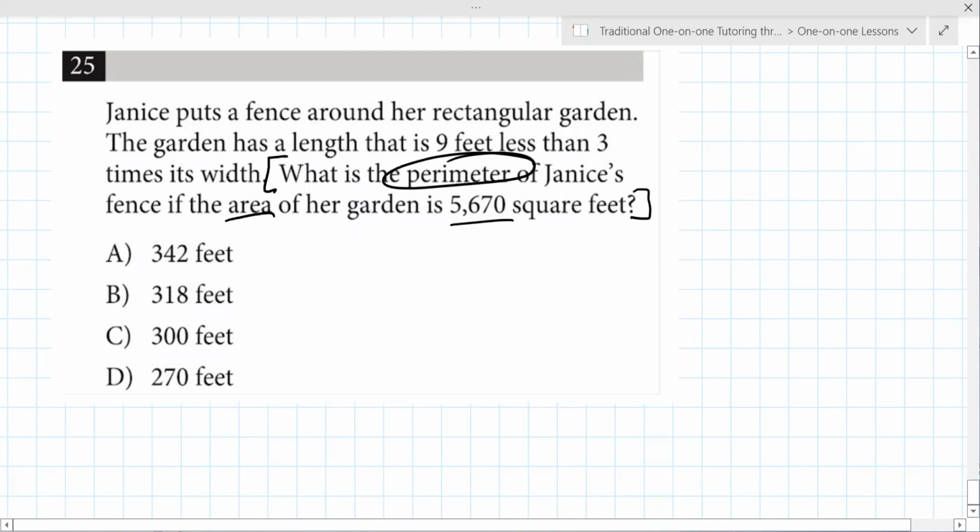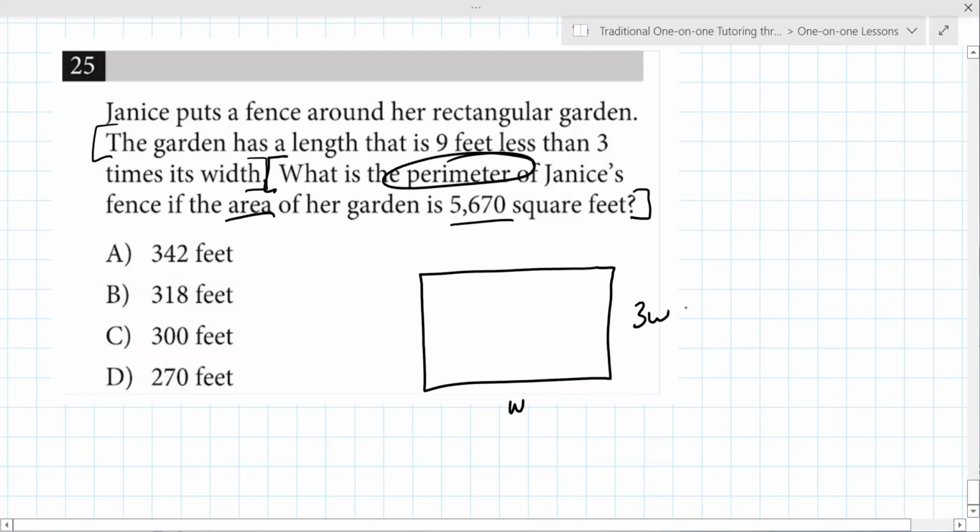Janice puts a fence around her rectangular garden. The garden has a length that is 9 feet less than 3 times its width. So here is the garden. Here's the width. The length, this other dimension here, is 9 feet less than 3 times its width. Could you try converting that to an expression for me? What about the 3 times its width? What would that be? 3 times W, 3W, minus 9. There you go.